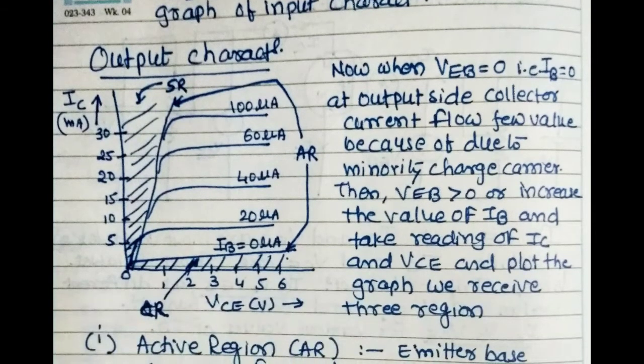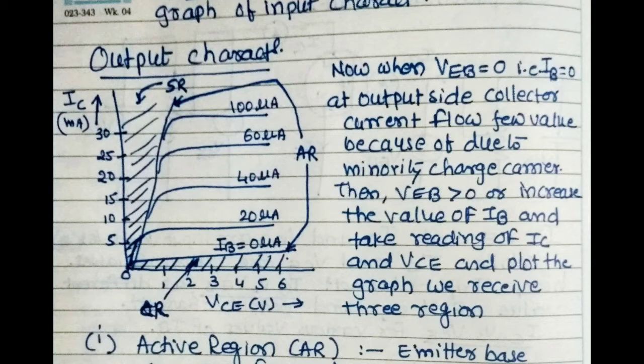Now in the output characteristics, we know the variables are IC and VCE. In this section, on the input side we are using a variable rheostat, and we change the value of IB. In the presence of IB equal to 0, it means no voltage is given to the input side. At that time we measure the values of IC and VCE, and the graph gives one region, called CR, the cutoff region.